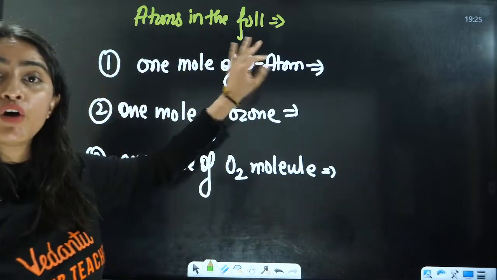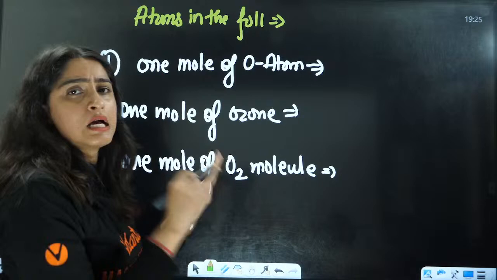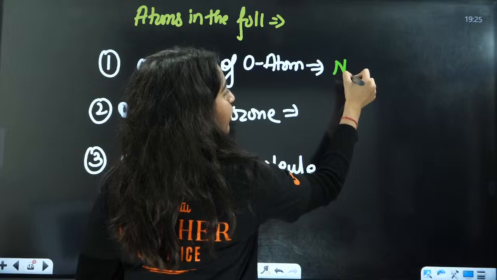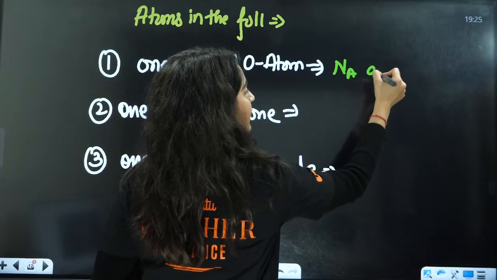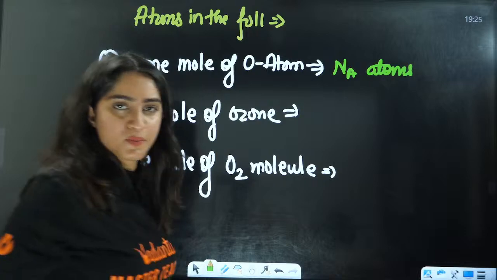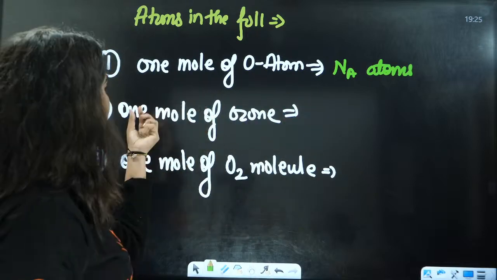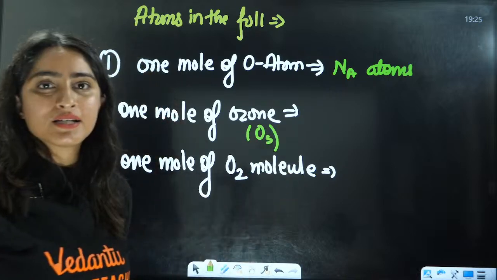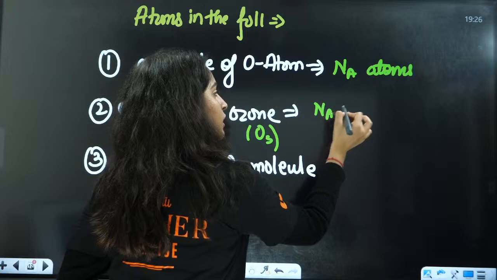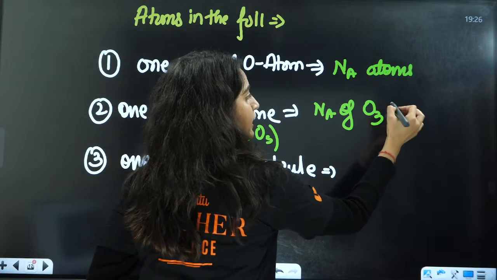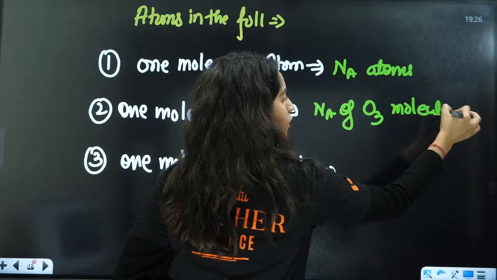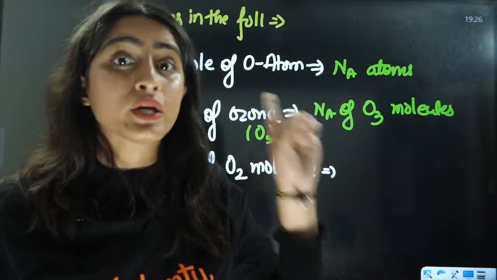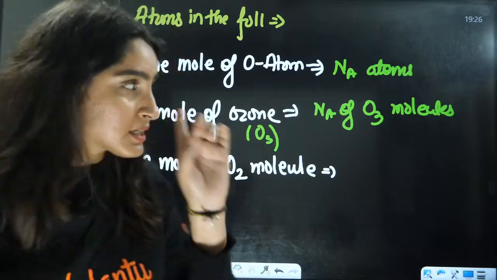So now we have 1 mole of oxygen atom. We have to calculate the atoms here. Avogadro's number, you can simply write Na here. 1 mole means I am talking about Na atoms here. Number of atoms means particles here. 1 mole of ozone. Ozone means O3. We say it has Na of O3 molecules. It has Avogadro's number, that is 6.022 into 10 raised to power 23 O3 molecules here, right?